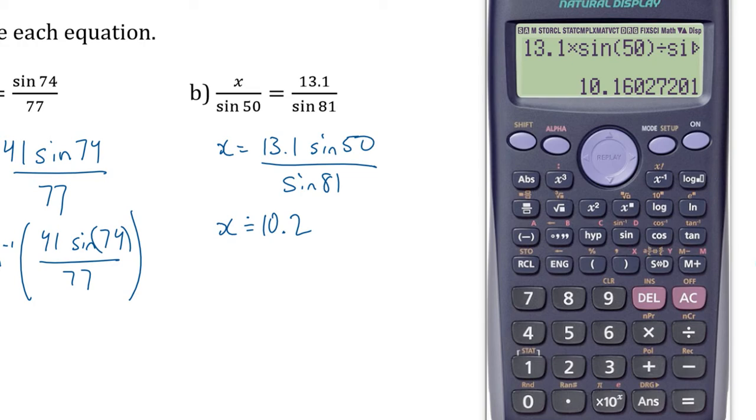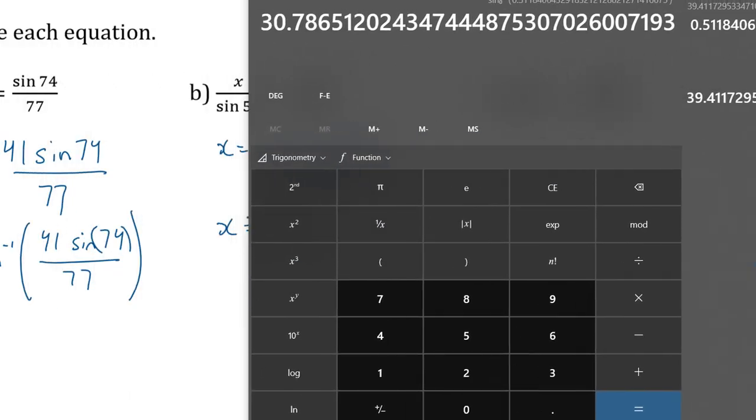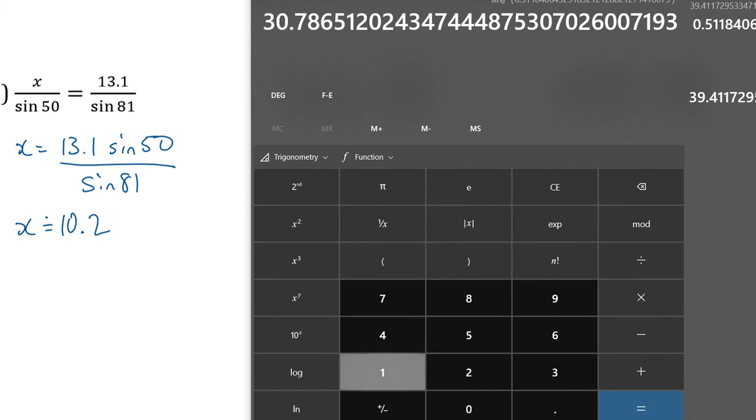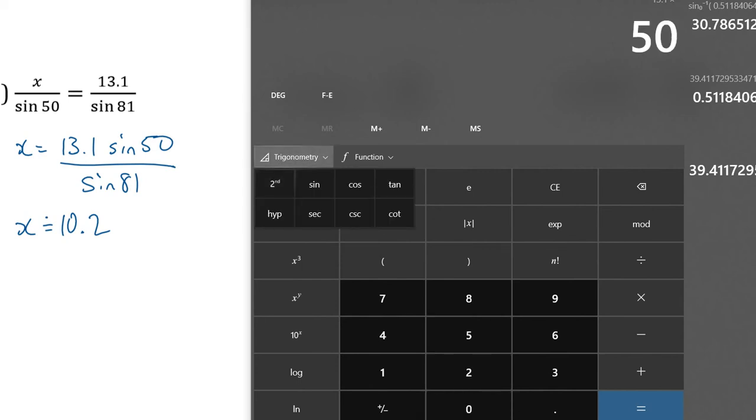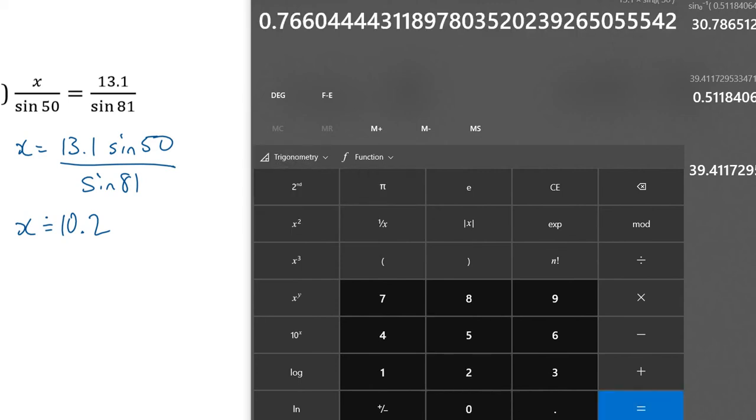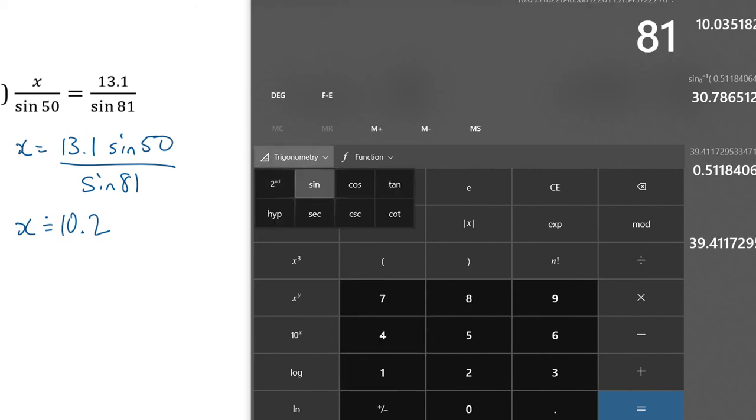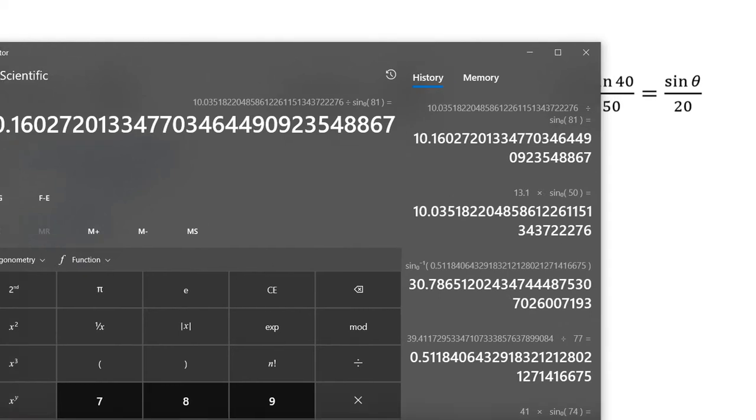Okay. On the other calculator, I would do it like this. Just going to get it where I can see it. I would do 13.1 times, you have to put the angle in first, then hit sine, equals, divided by 81, put the angle in first, then hit sine, and then finally end with equals. And again, I got 10.16, which is 10.2. Okay. That's how you do it on those calculators that don't have two lines where you can't punch all the stuff in all at once.